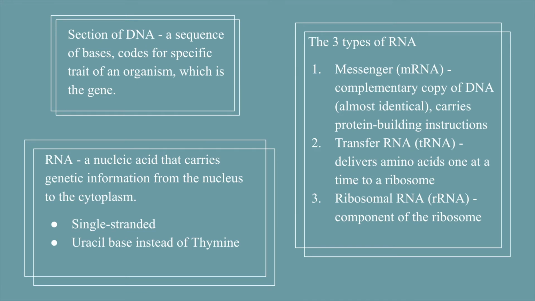A section of DNA, a sequence of bases that codes for a specific trait of an organism, is the gene. Now, RNA is a nucleic acid that carries genetic information from the nucleus to the cytoplasm. Unlike DNA, it is single-stranded, and instead of thymine, it has a uracil base. There are three types of RNA. Number one, messenger RNA, mRNA, which is a complementary copy of DNA and carries protein building instructions. Number two, transfer RNA, tRNA, which delivers amino acids one at a time to a ribosome. And finally, number three, ribosomal RNA, rRNA, which is a component of the ribosome.